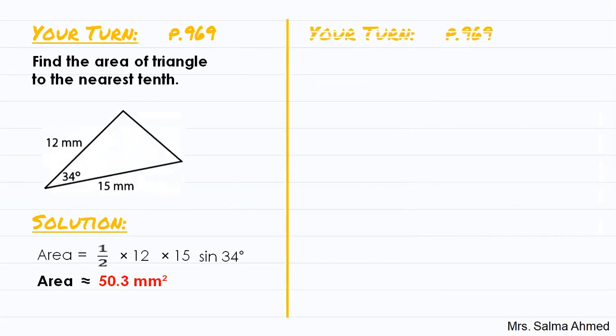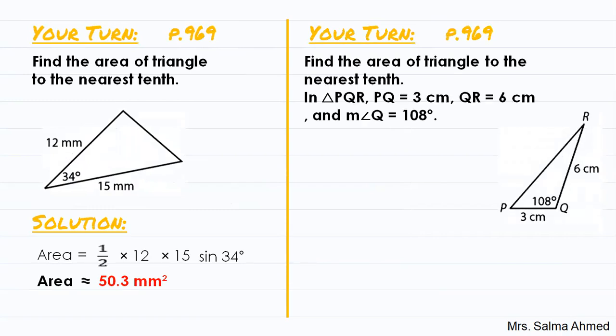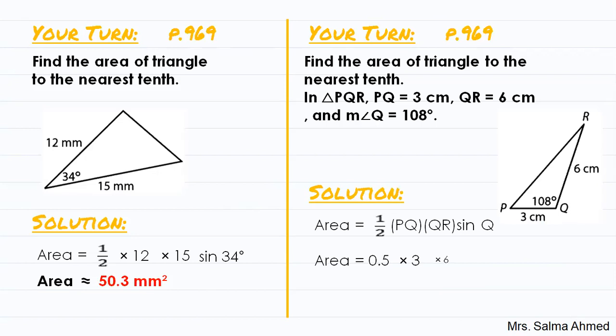Another one. For the area of triangle to the nearest tenth, in triangle PQR, PQ equals 3 centimeter, QR equals 6 centimeter, and the measure of angle Q equals 108. So as we see that these 2 sides, they have the included angle, which is 108. So we can apply the rule directly. It will be area equals half PQ times QR sine Q. It will be half times 3 times 6 sine 108. Use your calculator and round your answer to the nearest tenth. It will be 8.6 centimeters squared.